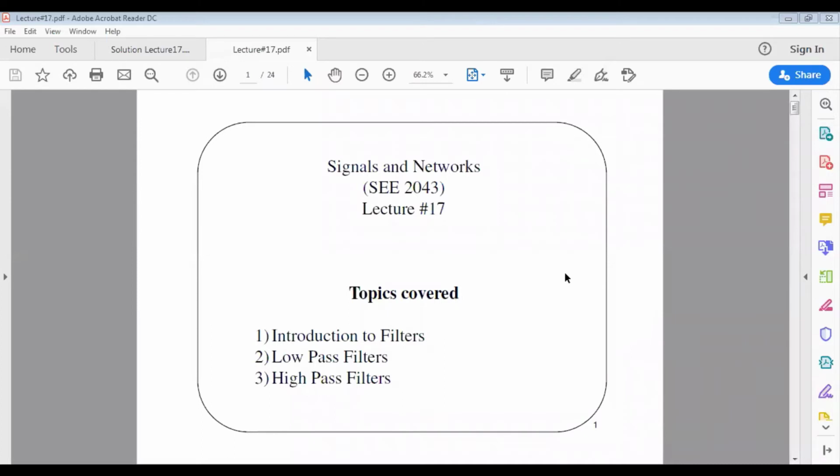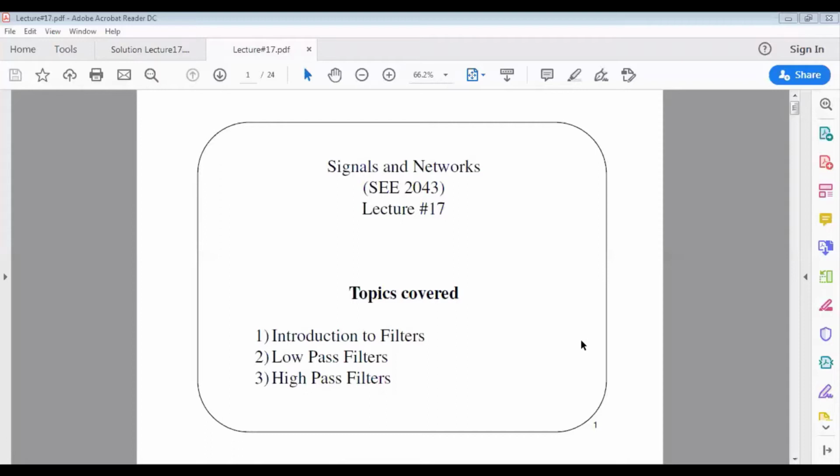Okay, good morning, everybody. So for today's lecture, we're going to proceed with lecture 17, which will be covering the following topics. Number one, we're going to have a brief understanding of the filters. Number two, we're going to see the first type of filters, which is the low-pass filters, and number three, the second type of filters, which is the high-pass filters.